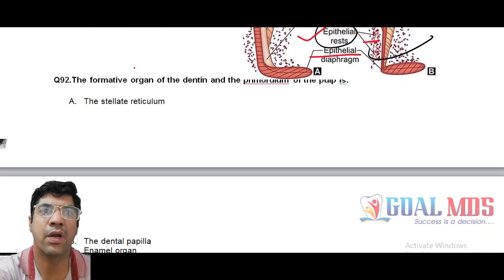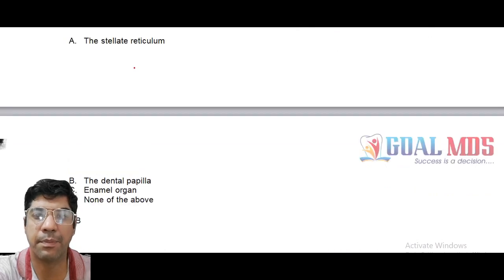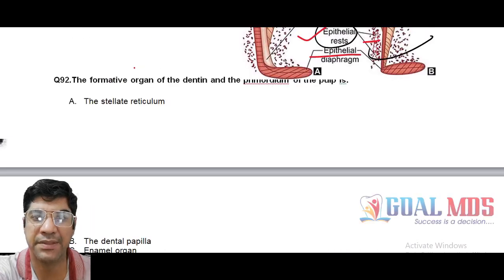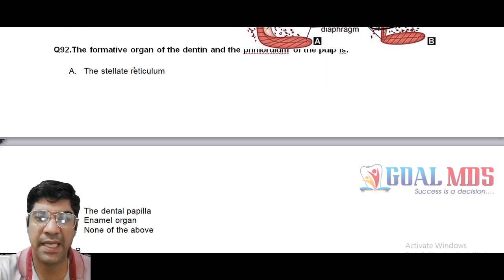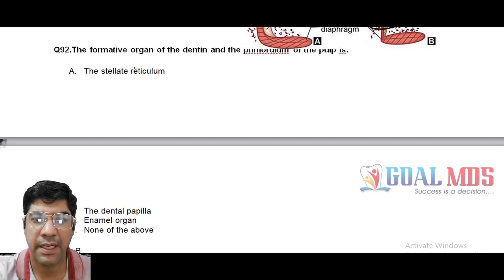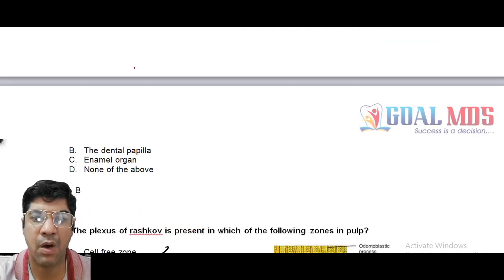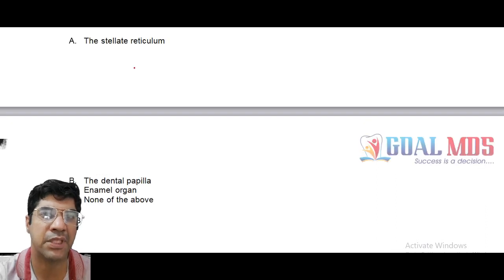The formative organ of dentine and primordium of pulp is the dental papilla. So dental papilla is the part of tooth germ that gives rise to dentine and pulp. It is influenced by proliferative epithelium of the enamel organ to initiate the dentine formation.